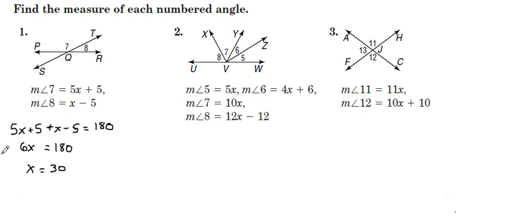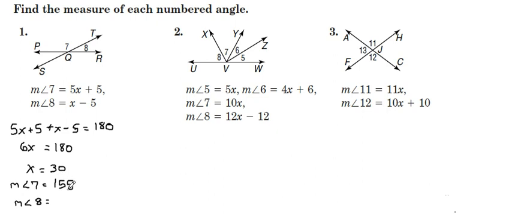Now, that doesn't answer the question. The question is we need the measure of angles 7 and 8. So we'll write this here. Measure of angle 7 is equal to something. Measure of angle 8 is equal to something. We take this 30 and we plug it back into the 5x plus 5 and the x minus 5. So for angle 7, 30 times 5 up here is 150, and 150 plus 5 makes 155.